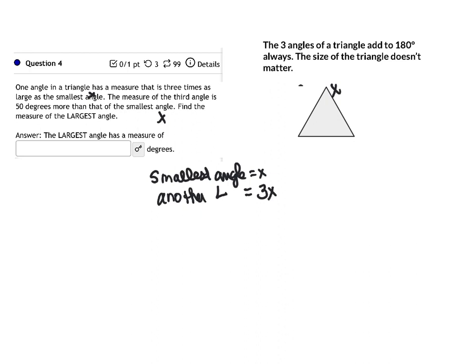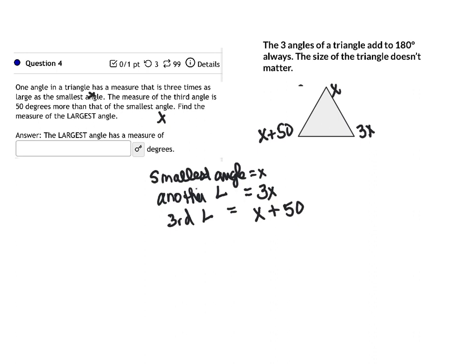Then the measure of the third angle is 50 degrees more than that of the smallest angle. Here's the smallest angle. It's 50 degrees more than, that means it's 50 degrees bigger than. So we're going to add 50. So those are our 3 formulas. The smallest angle is x, the second one is 3 times as large as the smallest angle, so that's 3x. And the third formula is x plus 50, because it is 50 more than the smallest angle, which is x.